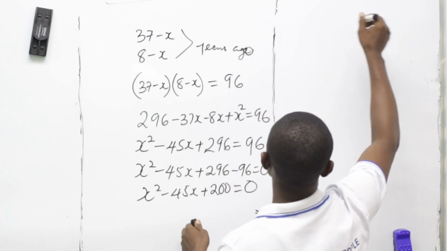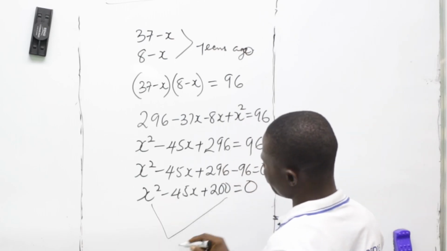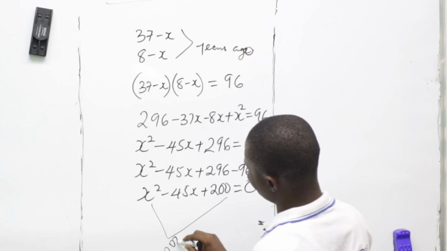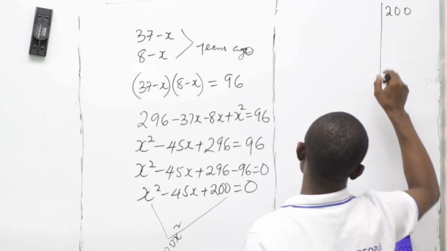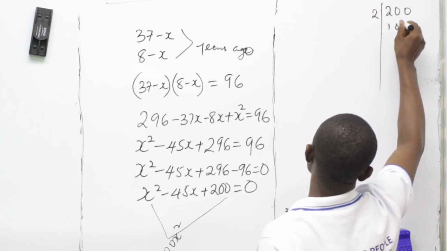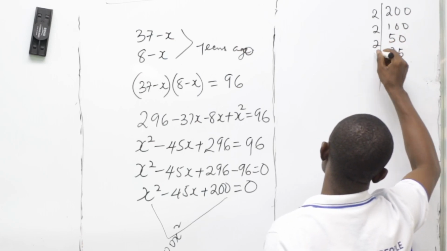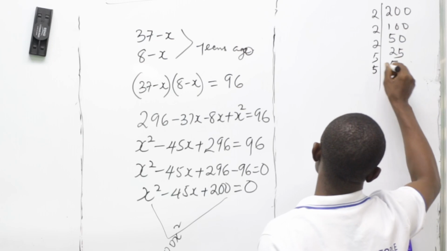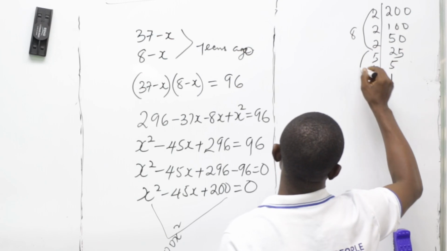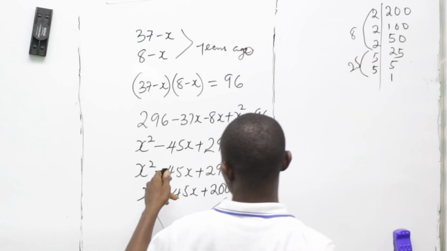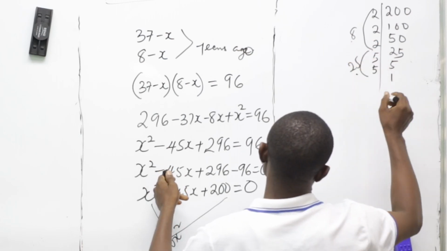So for this, what are the two numbers that when we multiply will give us 200 and add to give 45? We don't know. Look at what you do. Go by your LCM. 2 here, 100; 2 here, 50; 2 here, 25; 5 here, 5; 5 here, 1. That is, I have 8, I have 25. We are considering 45. 25 and 8 cannot work for us.